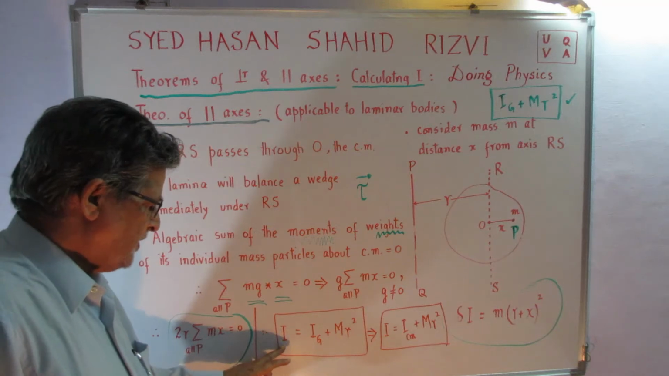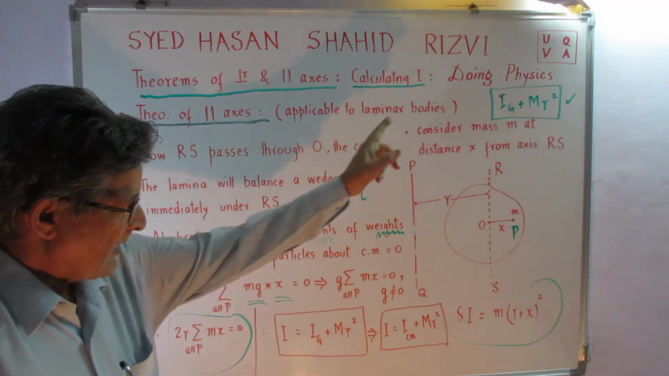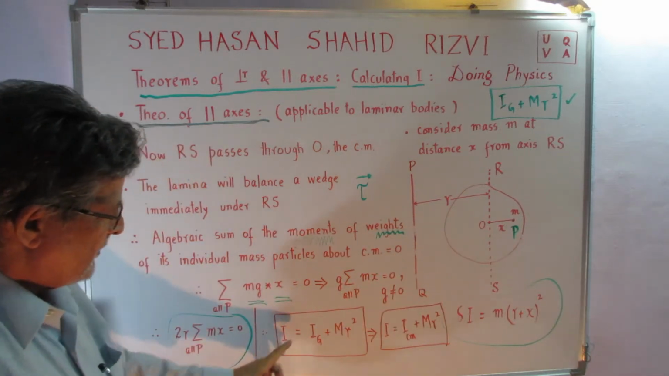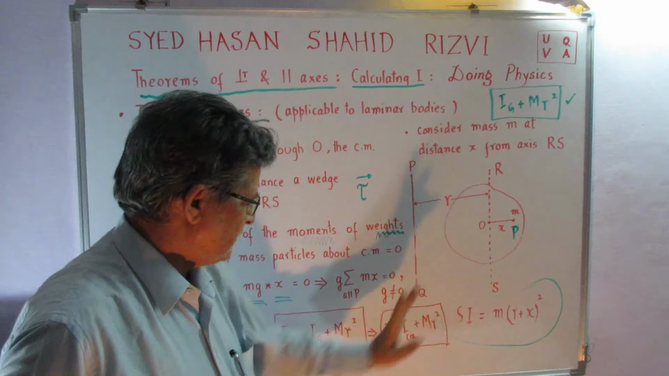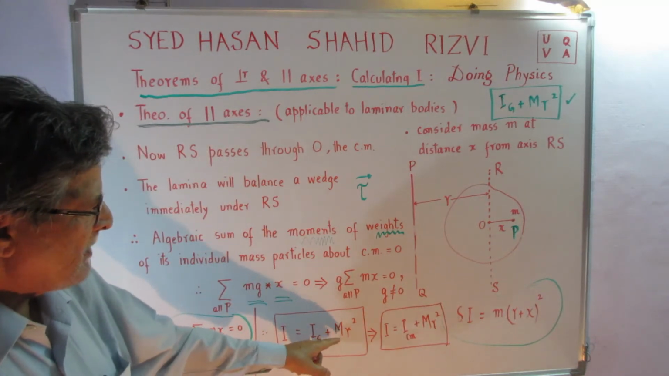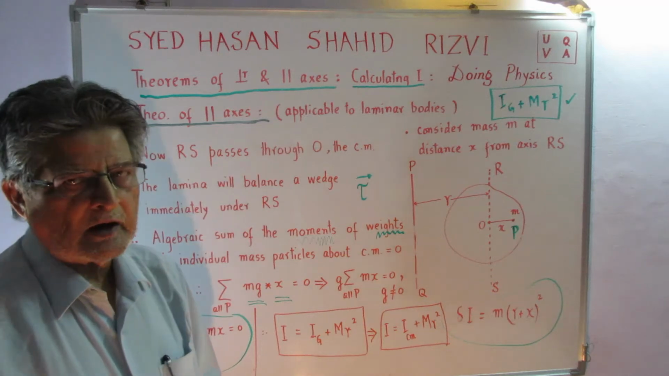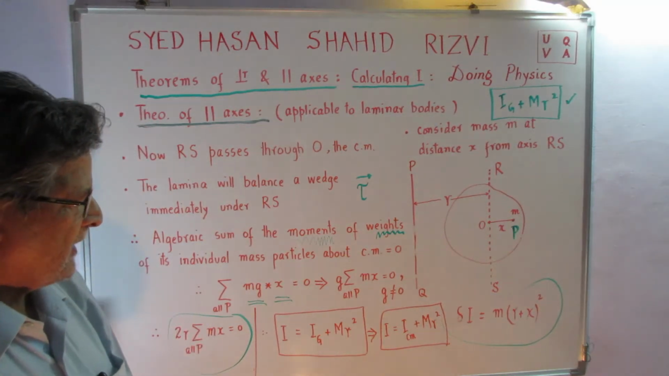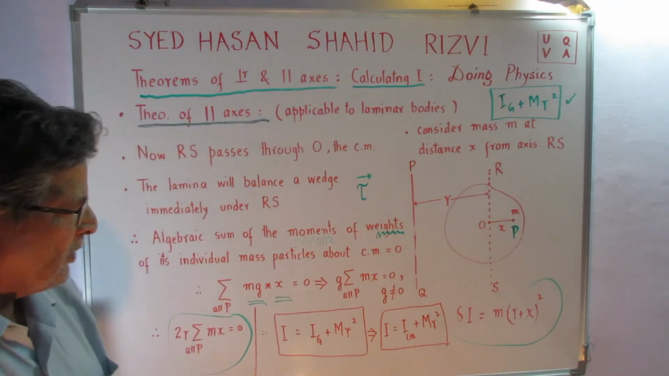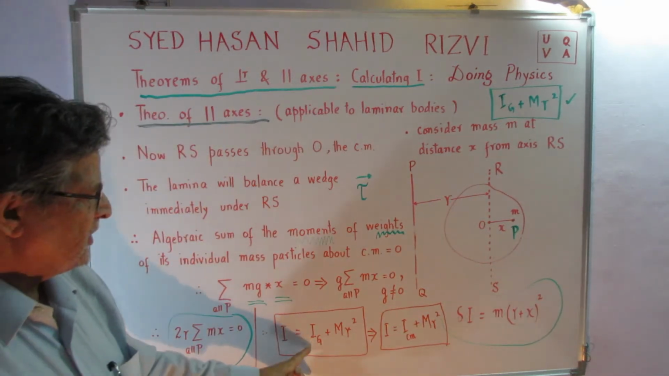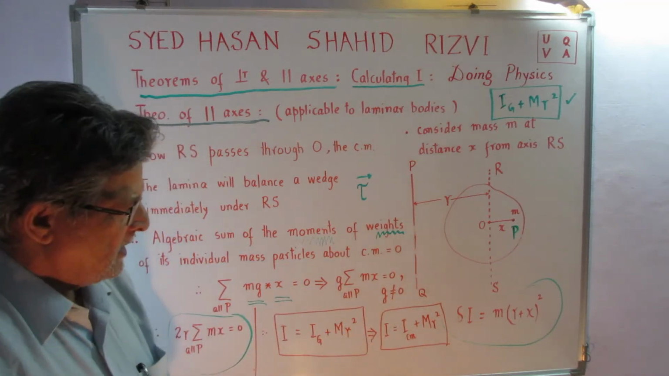Therefore the moment of inertia about the axis PQ, which is parallel to the axis RS, will be equal to the moment of inertia about the axis RS plus the mass of the lamina multiplied by the distance r of the axis from there, which I can also write in the following form: I is equal to ICM, for G I can write center of mass here, plus mr square.